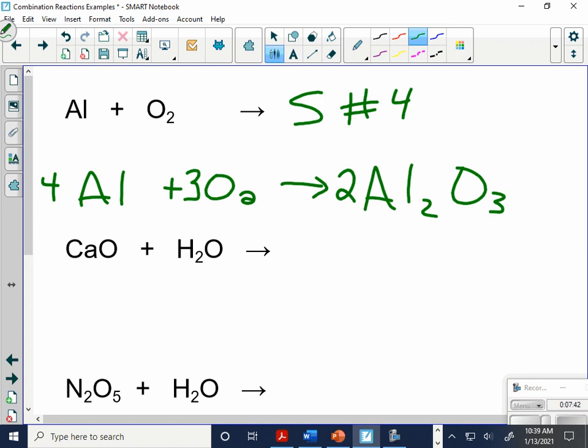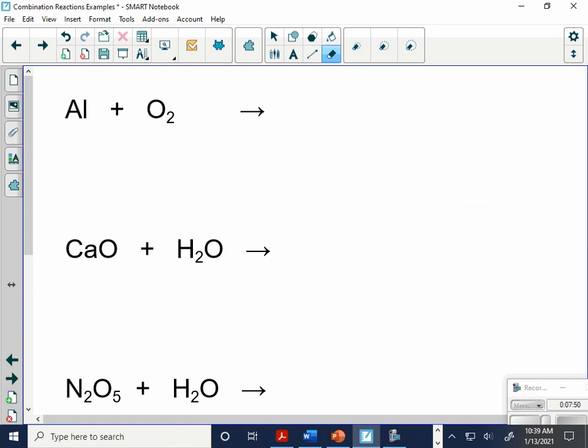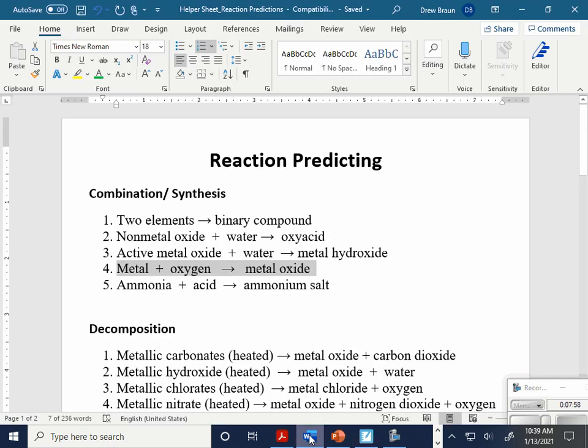All right. Now let's look at the second one here. Calcium oxide plus water. Once again, I come back to these and I say, okay, I have 2 of them right here, these 2. A nonmetal oxide plus water yields an oxyacid, or an active metal oxide plus water yields a metal hydroxide.